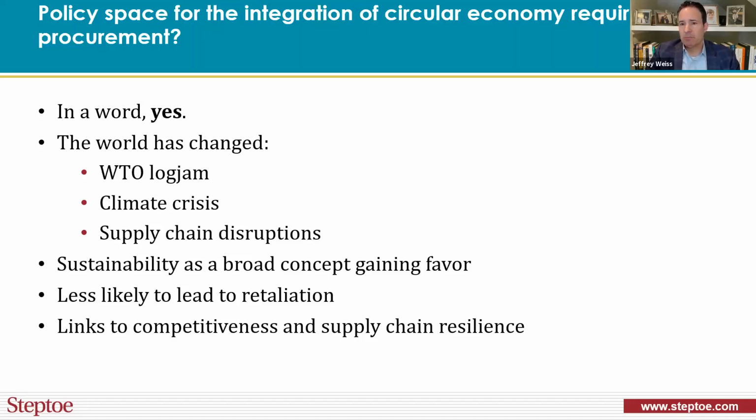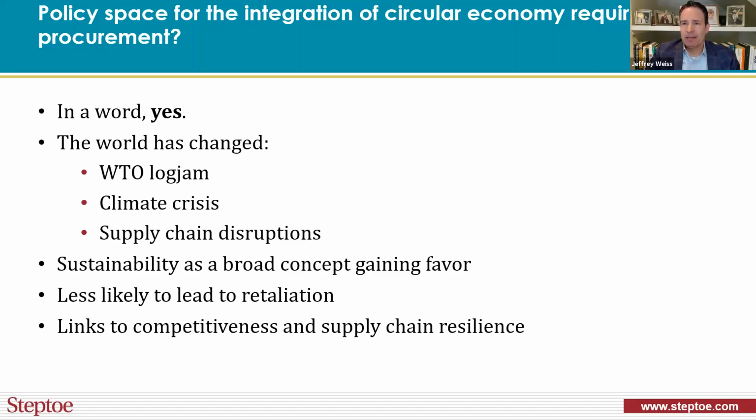Sustainability as a broad concept is clearly gaining favor, and I know we can talk about this a little bit later, but in the U.S. supply chain report that the administration came out with this summer, they mentioned that as something that they're going to be focusing on to achieve their supply chain goals. And they define sustainability in a very broad way, not just environmental sustainability, but also anti-forced labor, anti-corruption, a lot of different things.